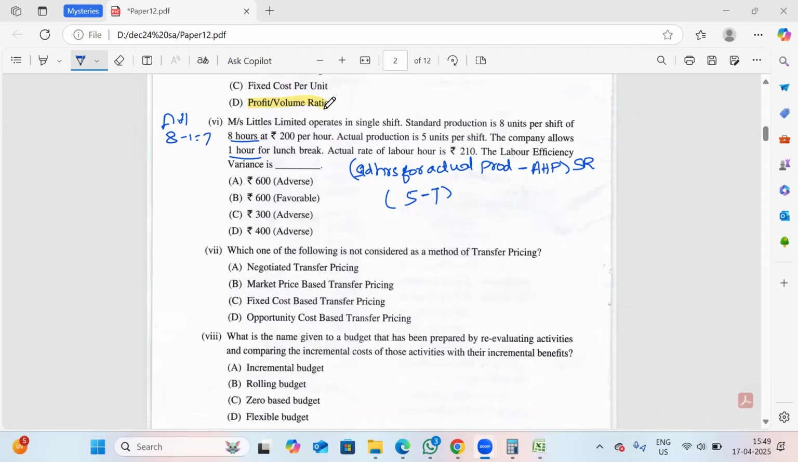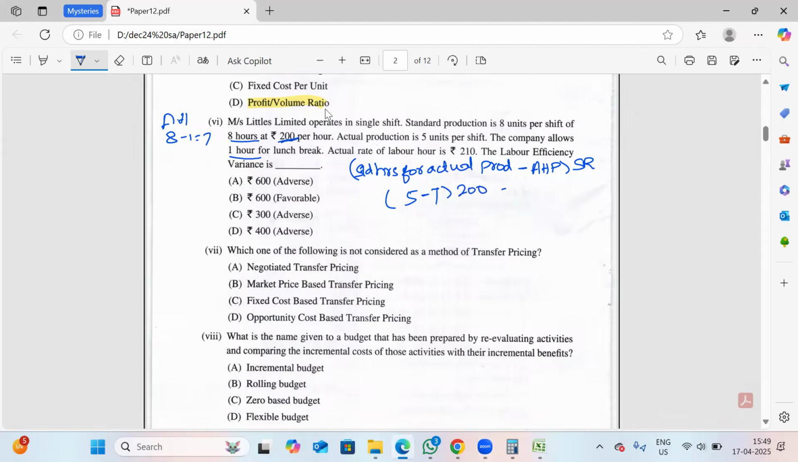So my standard rate per hour is 200 rupees. It is mentioned in the question already. So 200 they have mentioned. So here 2 into 200, 400 will be adverse. Actual hours have already exceeded the standard hours, so it will be adverse.